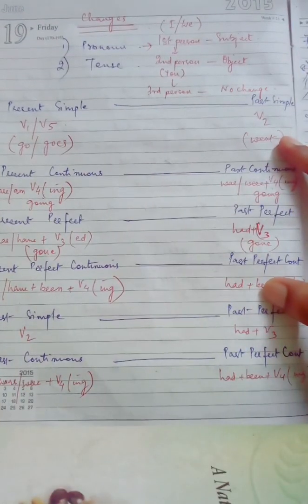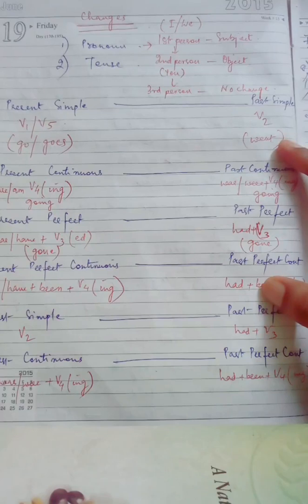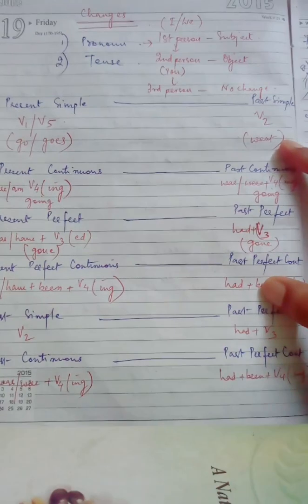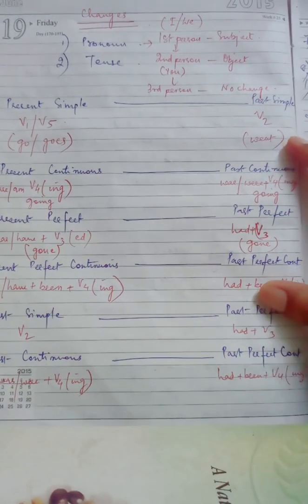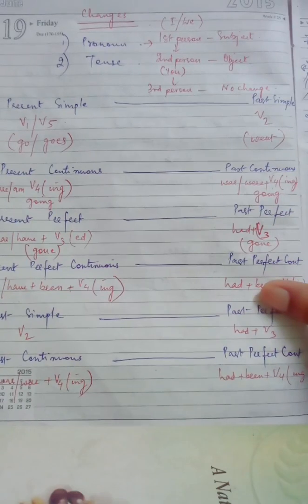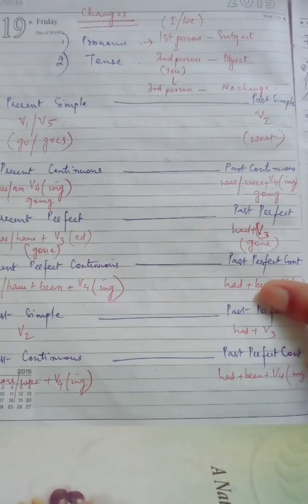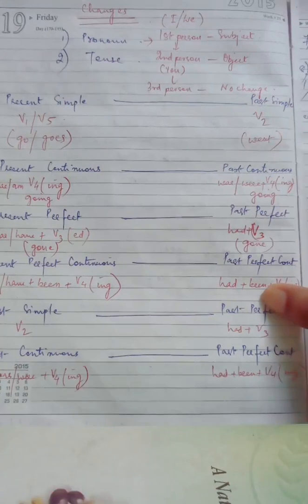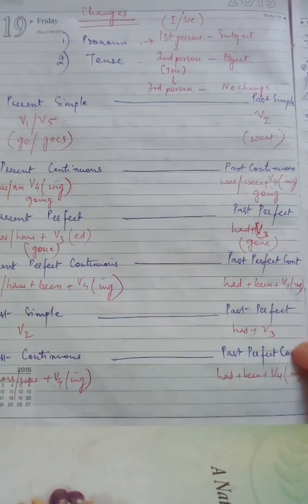So keep this in mind. If you see present, remember your tense will become past and your form will remain the same. So if it's simple present, it will become simple past. If it's present continuous, it will become past continuous. If it's present perfect, then it will become past perfect. And if it's present perfect continuous tense, then it will become past perfect continuous tense. So this is related to the present tense.